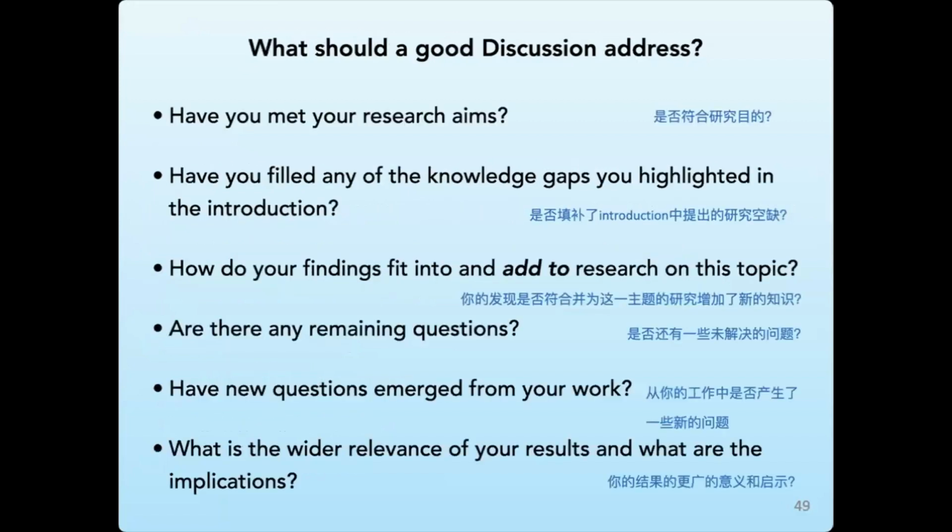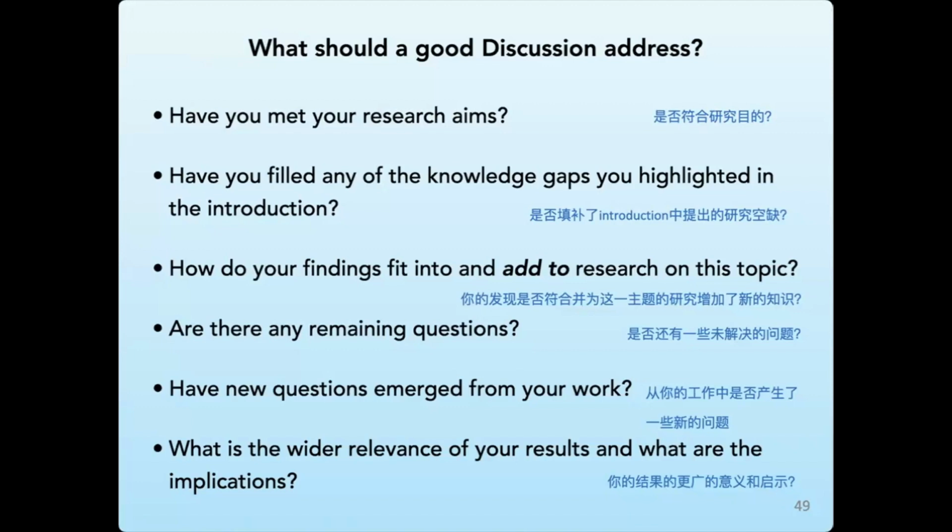So we can think about a series of questions we can ask ourselves before we start writing the discussion. The first is, have you met your research aims? And if not, why not? Then, have you filled any of the knowledge gaps that you highlighted in the introduction? This is really important. Obviously, how do your findings fit into previous research, but how do they go beyond it and add to our understanding?